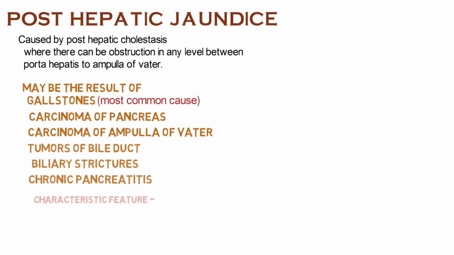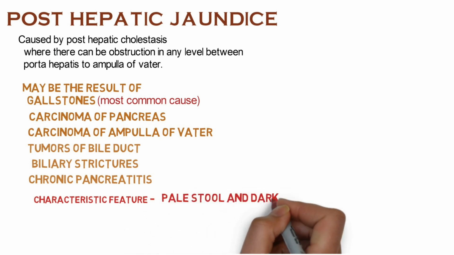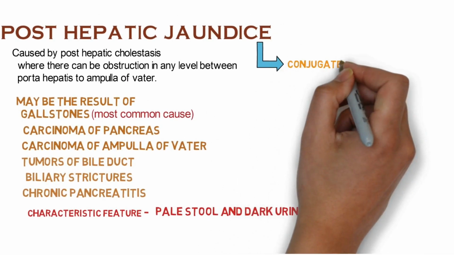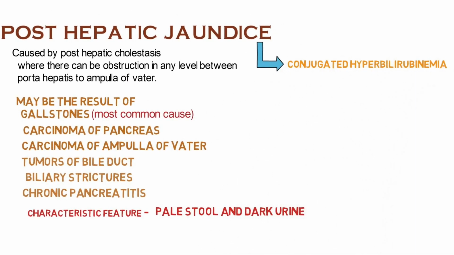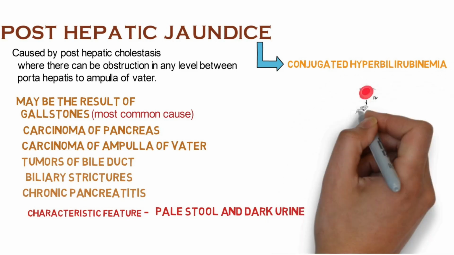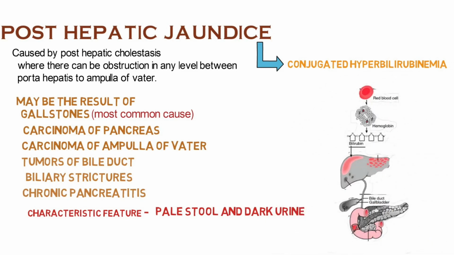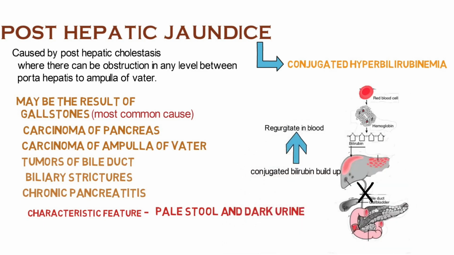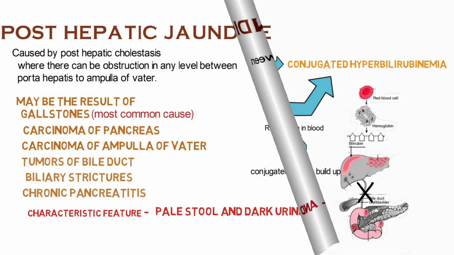The characteristic feature of a patient in posthepatic jaundice is pale stool and dark urine. Posthepatic jaundice will result in conjugated hyperbilirubinemia because in posthepatic or obstructive jaundice there is obstruction of bile flow. So the conjugated bilirubin will build up in the liver and then will regurgitate into blood, resulting in conjugated hyperbilirubinemia.